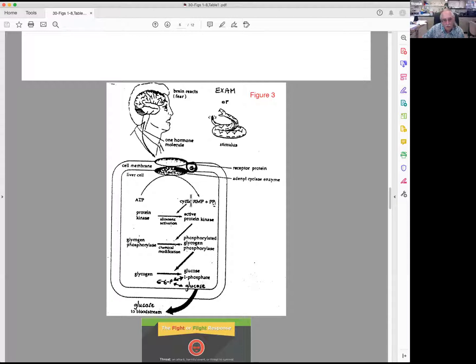So at this point, I'm going to get this response in the cell. Even if I were to not even have a hormone, if I were just to simply inject a cyclic AMP directly, I would still get the same response. So the wishes of the hormone are carried out by cyclic AMP now. That turns on protein kinase, which is a phosphotransferase.